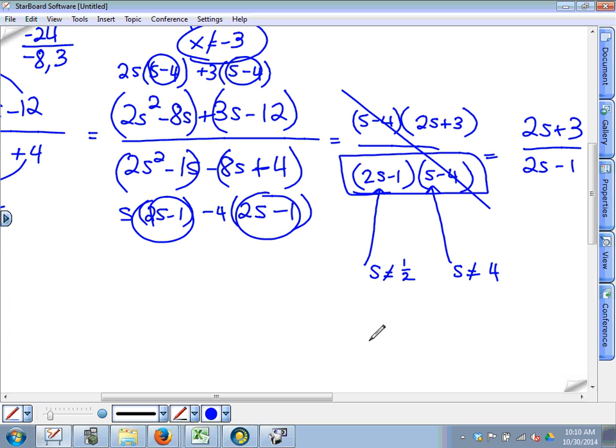And again, if the excluded value is not just coming right to you, there's an easy way of figuring it out. You take that factor, 2s minus 1, and you say that can't equal 0. And then you just solve for s. You add 1, 2s should not equal 1, and then what's the next step? Divide by 2. Okay? That's how you find the excluded values.